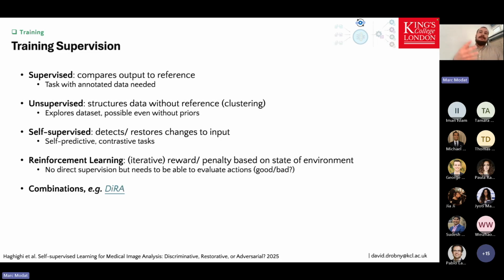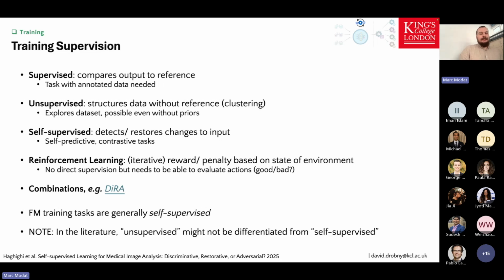There are also combinations of these approaches. For example, DIRA is trying to combine the first three strategies into a unified learning architecture. And foundational model tasks are generally self-supervised in training. And why is that?